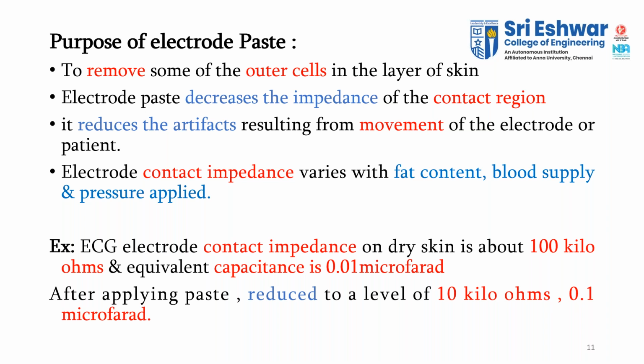Next, electrode contact impedance varies with fat content, blood supply and pressure applied. So this impedance of the electrode will vary from place to place. That is, if we have more fat content present in the body or improper blood flow, then we can't get proper signals. So these are all important things for applying your paste.